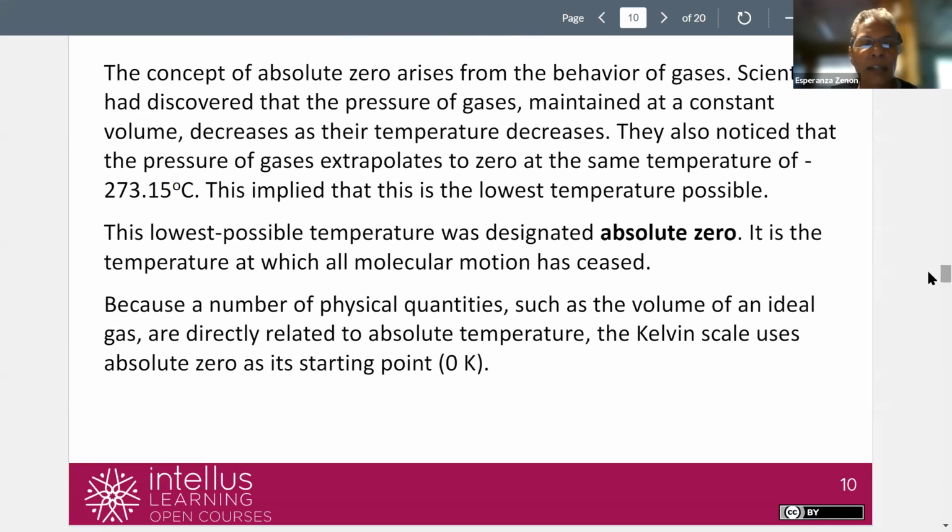So the reason why the Kelvin scale starts at absolute zero, or 0 Kelvin, is because of its relationship to the behavior of an ideal gas. Just like absolute zero is a kind of concept, this idea of an ideal gas is a concept. So we model real gases based on the theoretical constructs of absolute zero and an ideal gas.